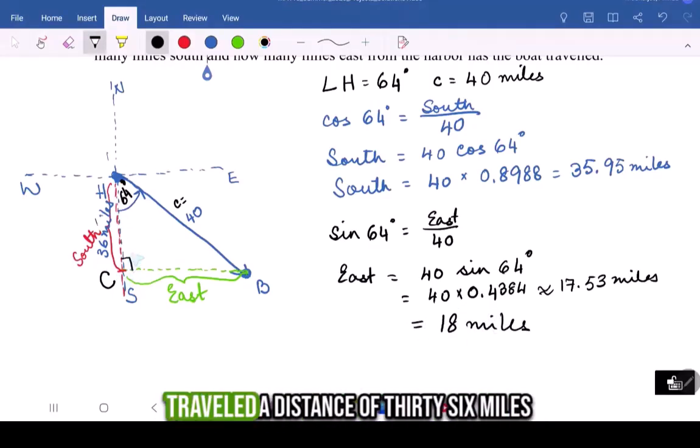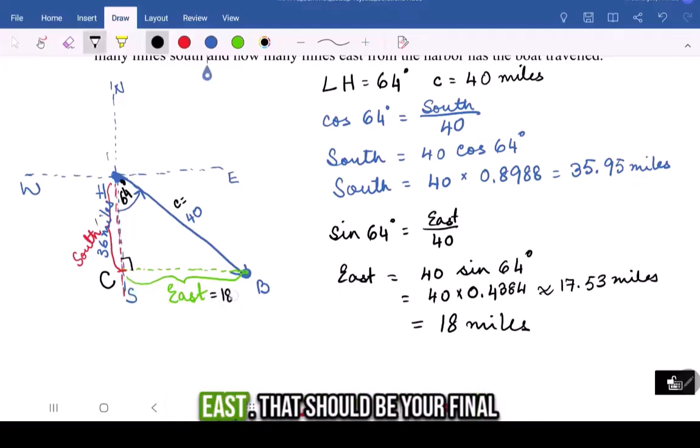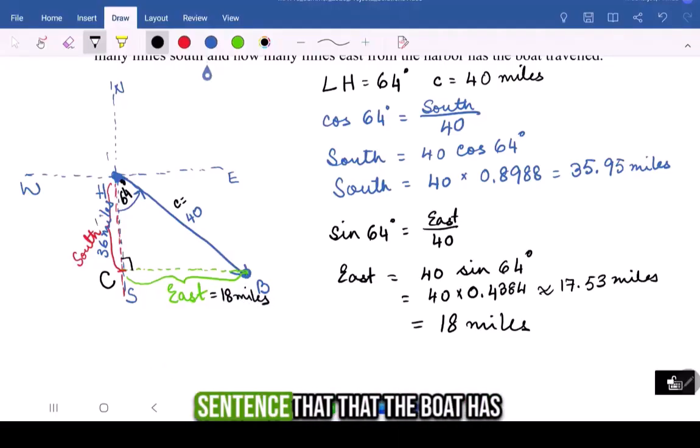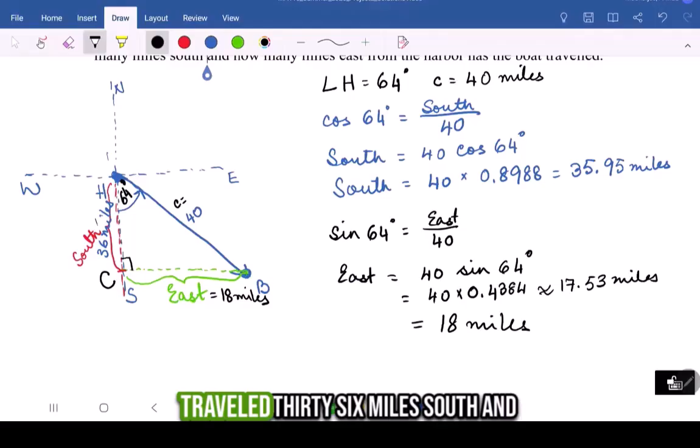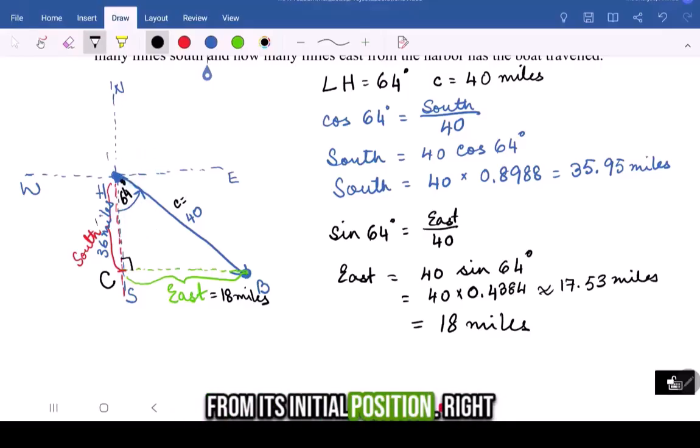Therefore, the boat has traveled a distance of 36 miles south and a distance of 18 miles east. That should be your final answer. And please write it as a sentence that the boat has traveled 36 miles south and 18 miles east from the harbor, from its initial position, right?